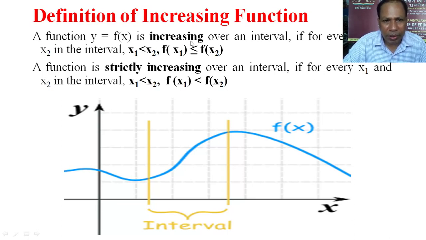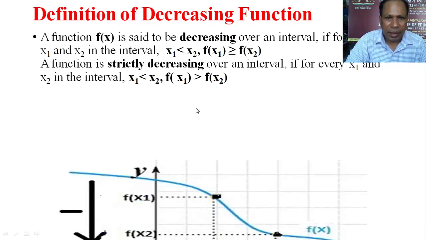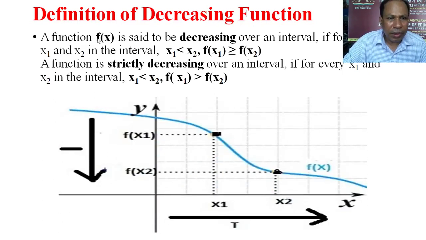So this is the basic difference between increasing and strictly increasing functions. In the case of an increasing function, f(x1) may be less than or even equal to f(x2), whereas in the case of a strictly increasing function, once x1 is less than x2, f(x1) must be strictly less than f(x2). Now a function f(x) is said to be decreasing over an interval if for x1, x2 in the interval, x1 less than x2 implies f(x1) is greater than or equal to f(x2).